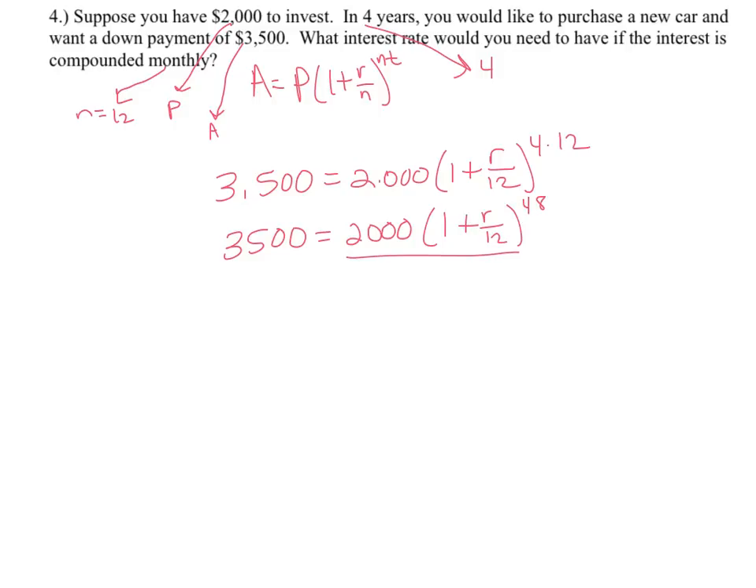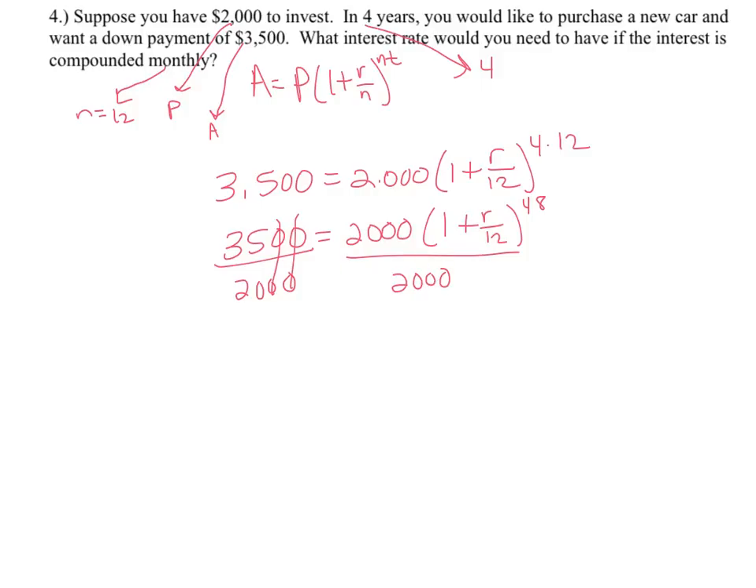So you're going to start by dividing both sides by the principal. You're going to divide by 2,000 because this is a product, this times this, since there's no symbol in between. And so to undo it and break those apart and work your way toward the r, you're going to divide. So you'll divide by 2,000.